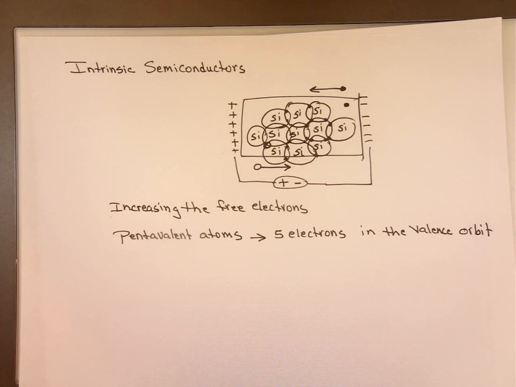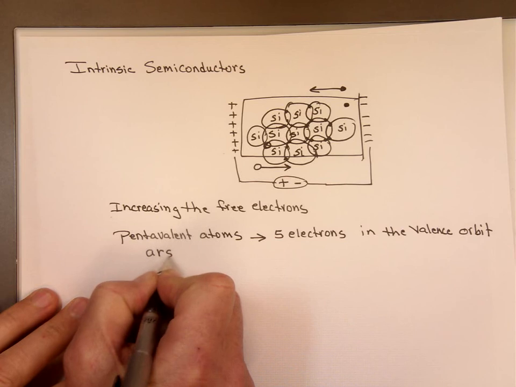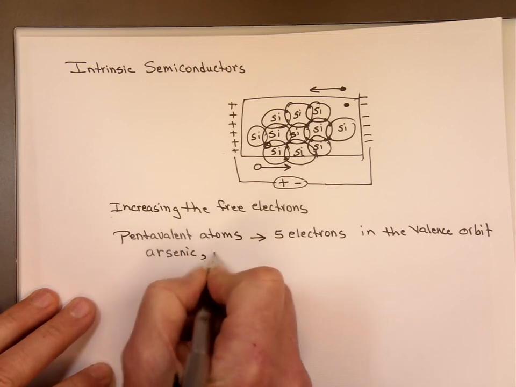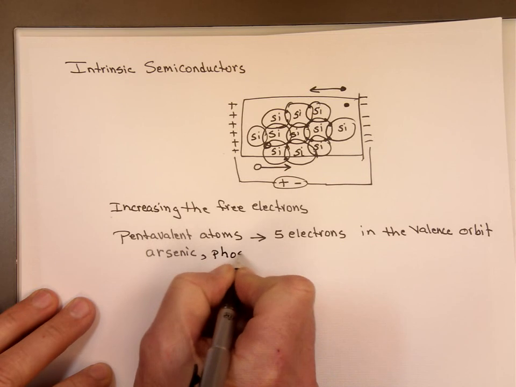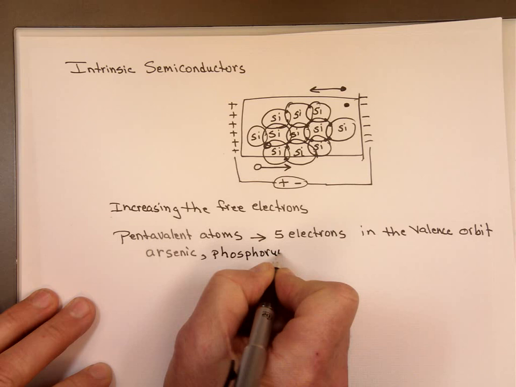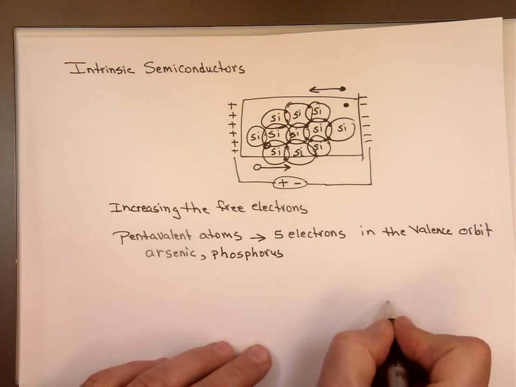So think about this. What kind of element? Think of chemistry. What elements have 5 electrons in the valence orbit? Well, that's like arsenic, phosphor. These have 5 electrons in the outer orbit. So when you take an arsenic or a phosphor, here's what's going to happen.